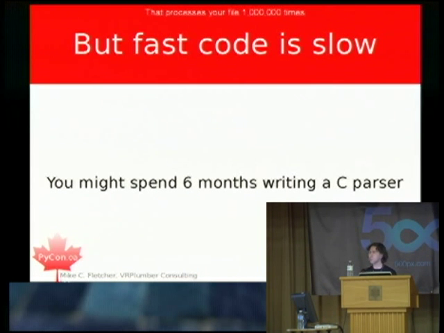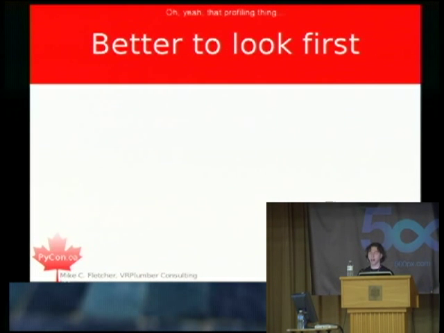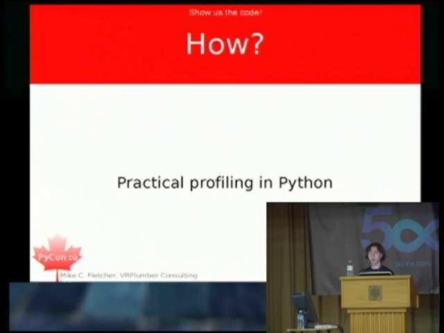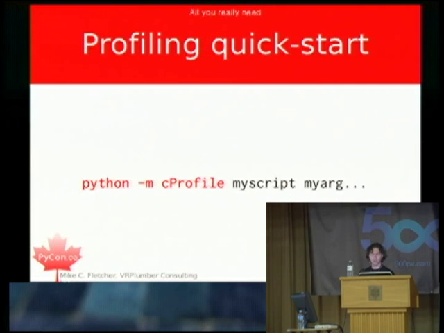But again, fast code is very slow to write. It's an extremely expensive investment. And before you start doing that, you should be looking and saying, am I investing in the right thing? And that's what profiling is for. So how do you actually do it in Python? Well, this slide is basically all you need to know.